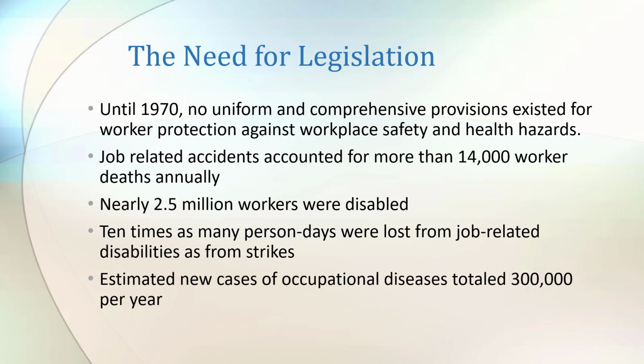So what that's saying is, this was during the era that unions came around, and people would go on strike, and that would shut down entire factories, or it would shut down a section of the docks in a city. 10 times as many days of work were lost due to people being injured than they were from the actual strikes. And the estimated new cases of occupational diseases totaled right around 300,000 per year.